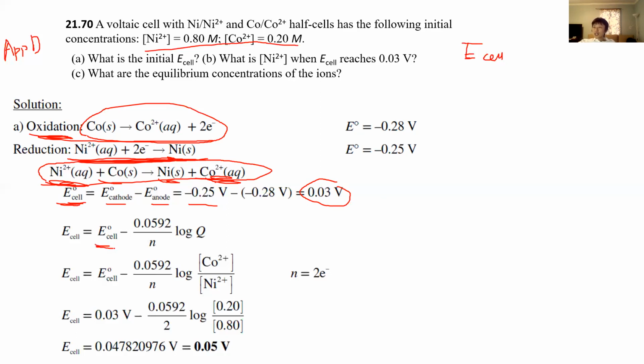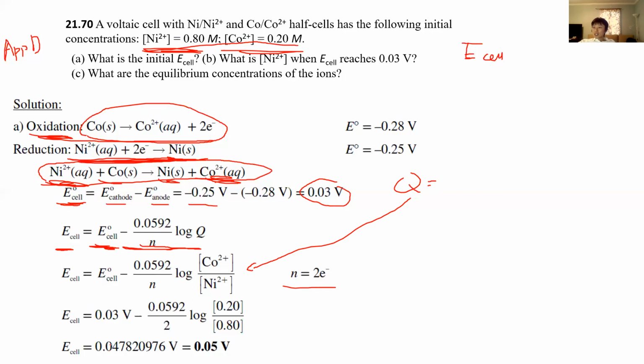So now we have E cell at standard state, but we want the E cell at non-standard state. So we need to find the reaction quotient. For this overall reaction, the reaction quotient will be equal to product divided by reactant. So you have cobalt 2 plus as the product, nickel 2 plus as the reactant, and the number of electrons being transferred is 2. The cobalt concentration and the nickel concentration are given.